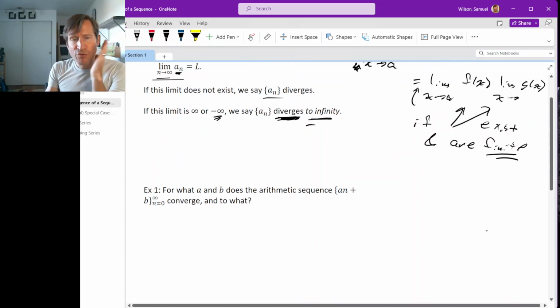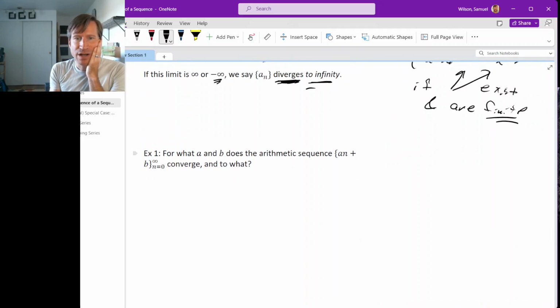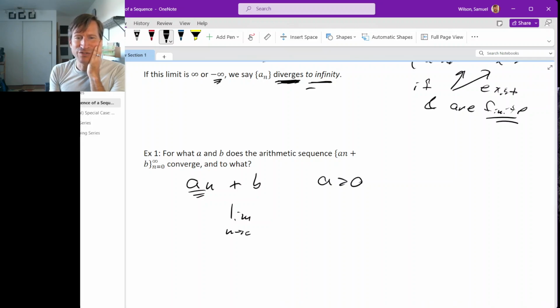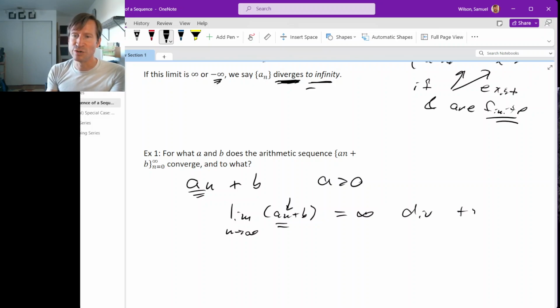Okay, so for example, for what a and b does this arithmetic sequence converge, and if it does converge, what does it converge to? Well, if you just look at this formula, a n plus b, if a is positive, we're adding more and more copies of a as n gets bigger and bigger. So the limit as n goes to infinity of a n plus b, well, this part here is going to get bigger and bigger because a is positive and we're multiplying it by a number that's going to infinity. So this diverges to infinity.